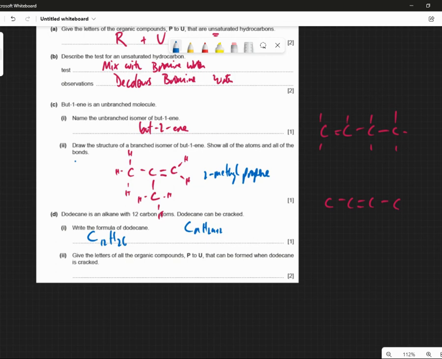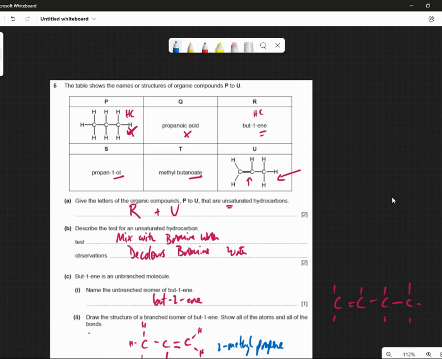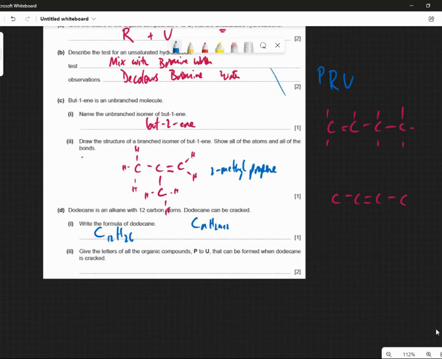There you go. Give the letters of all the organic compounds P to U that can be formed when dodecane is cracked. Well, you can get P. Any hydrocarbon, basically. You can get that because it's another hydrocarbon. So you can get P, you can get R, you can get U. Any hydrocarbon. You get any old thing if you crack things, believe it or not. It depends where they crack. So P, R, and U.